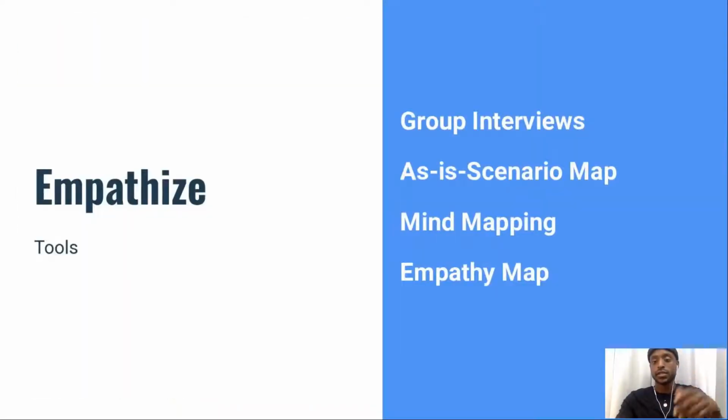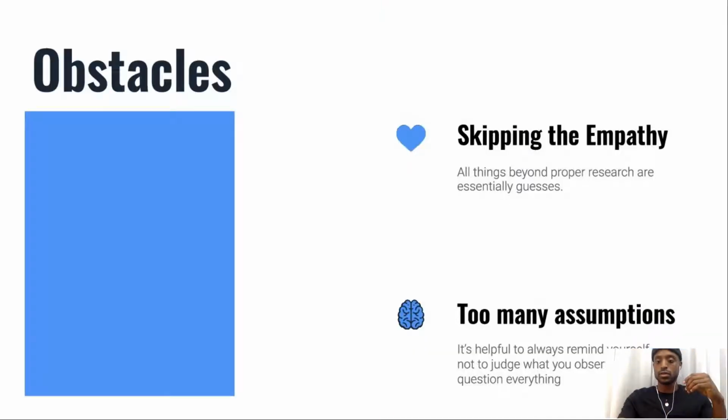So the tools for this phase, for the empathize phase, these are just a few. There are several, but you can do group interviews. You can do as-is scenarios, and this is IBM's tool. So what you do is you map out what the user is currently experiencing, step by step. Mind mapping, where you take a general concept and you trace the terms out and connect them. Empathy mapping, where you figure out what the user is thinking, feeling, and doing, and you have the user in the center. It's like a quadrant. You've seen empathy maps before.